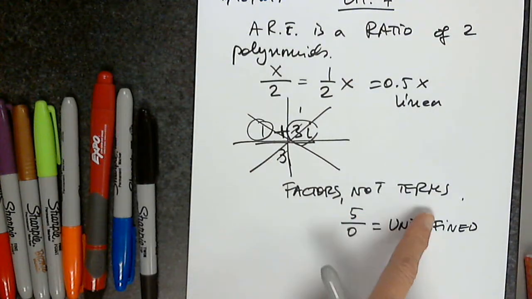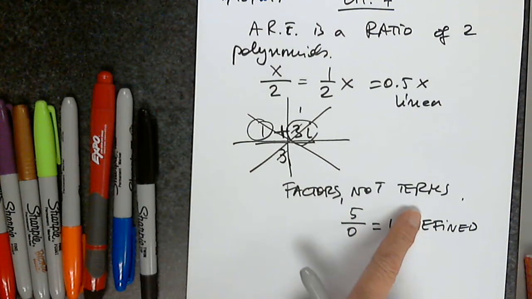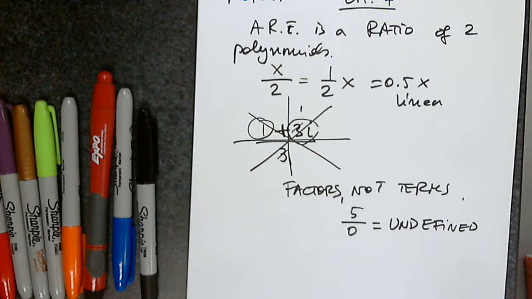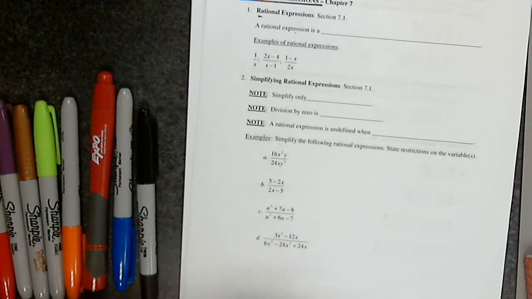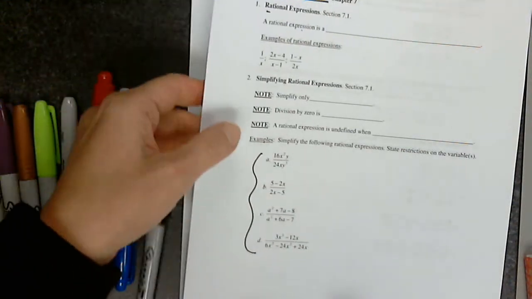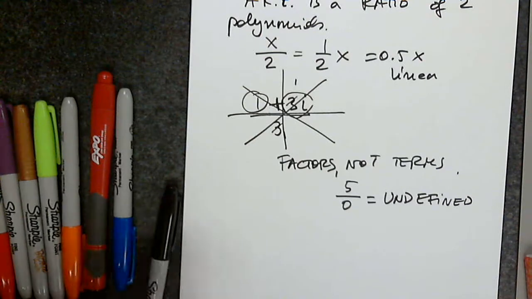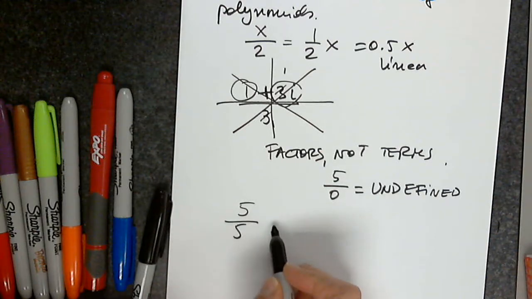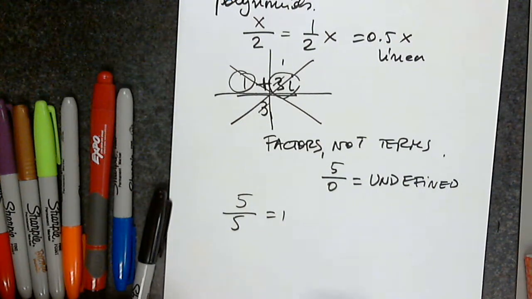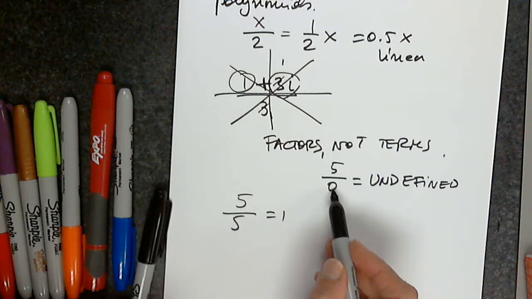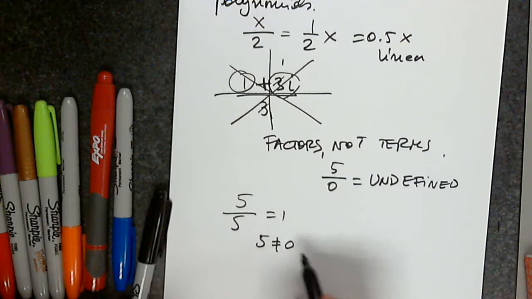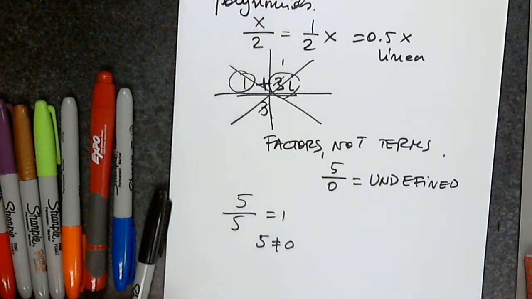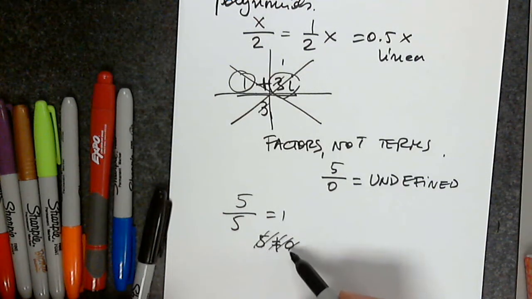Factors, not terms or pieces of a term or terms. Very good. So now we have several examples here in which we are only asked to simplify. Before we attempt these problems, I have another note for you. Would you agree that 5 divided by 5 is 1? So this denominator, is it 0? Do I have to write that 5 does not equal 0? I know that 5 is not 0. I don't have to write this, correct?